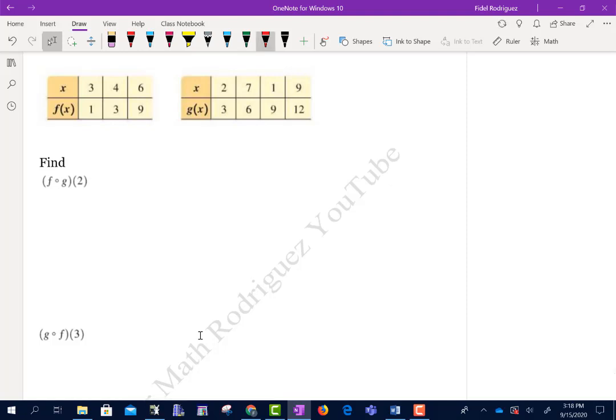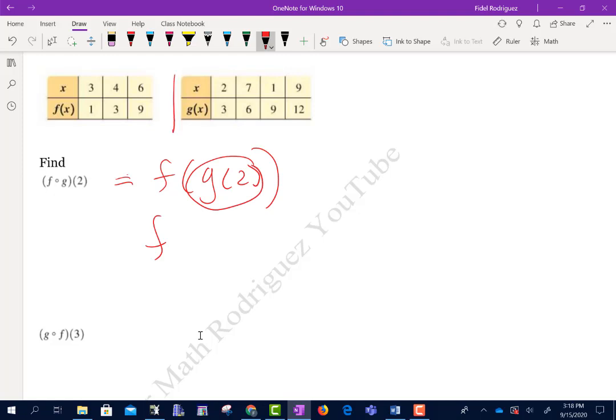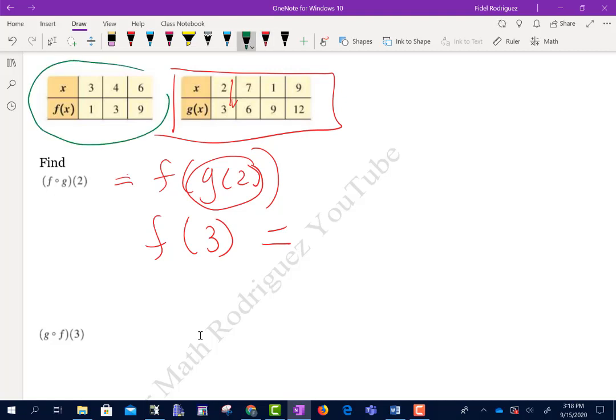Notice, same kind of problems, but now we're just dealing with tables of values. So remember, I'm going to write this like this. F of g of 2. I've got to find g of 2. So here's my g function. G of 2 means what's the y value when x is 2? Well, the y value when x is 2 is 3. Now that I have that, f of 3, I'm going to come to the f function, and I'm going to say when x is 3, what is the y value of f? Oh, it's 1.